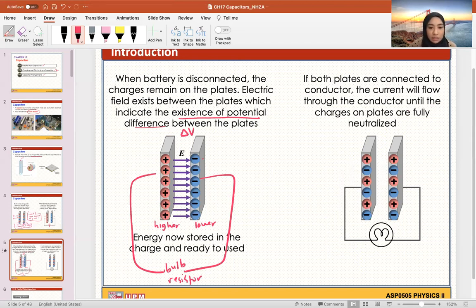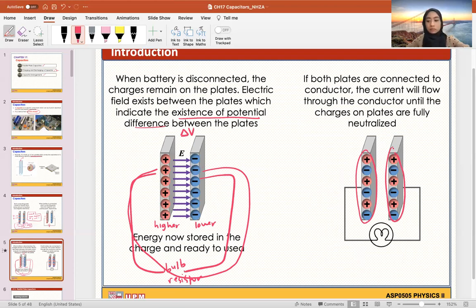So what happens is the electrons from this part, the negative charges, will move back to here, and they will move until both are neutral. So what does neutral mean? It means that they have the same amount of positive and the same amount of negative. Okay. Any questions so far?